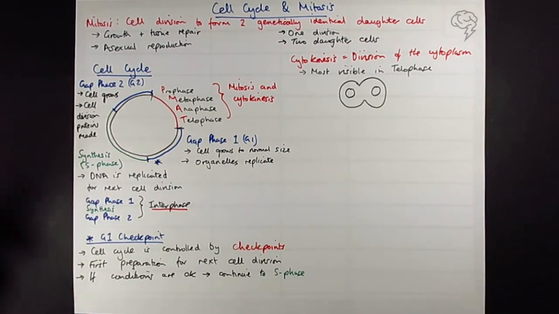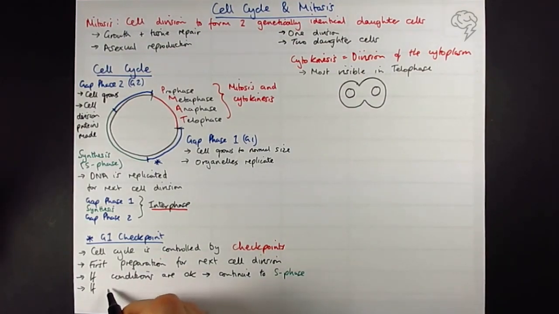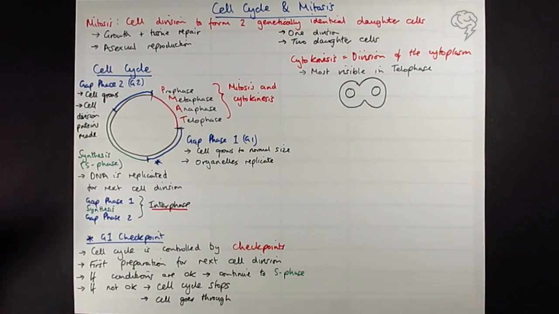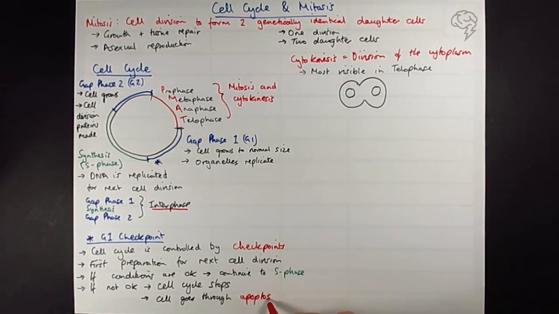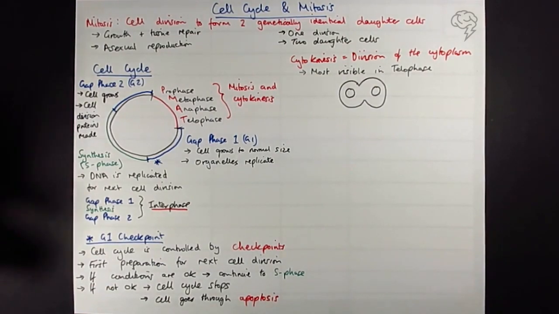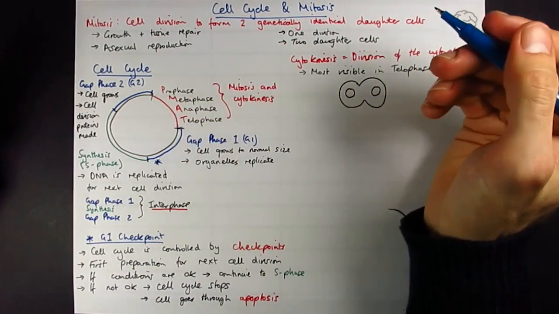Now, if it finds an issue, maybe it's made a fatal error in copying the DNA, maybe it's not got enough organelles, maybe not enough mitochondria to survive, so maybe there's a problem. Then cell cycle stops and the cell will go through apoptosis. Basically, whenever a cell discovers that it's not doing what it should be doing or it has a problem, it just self-destructs through apoptosis.